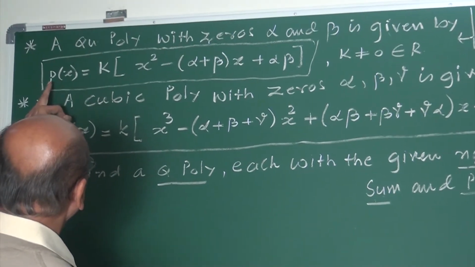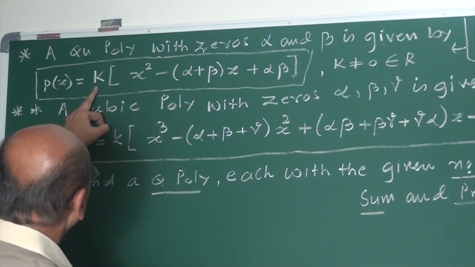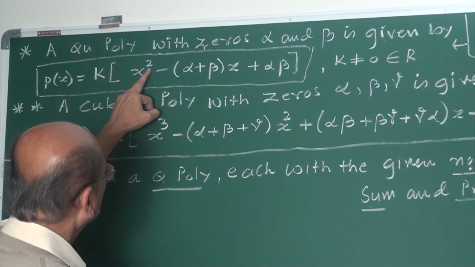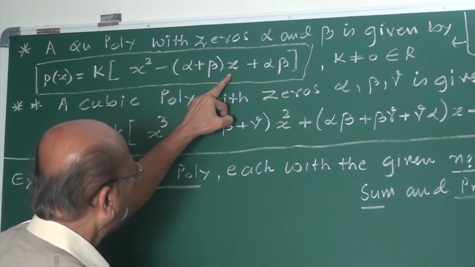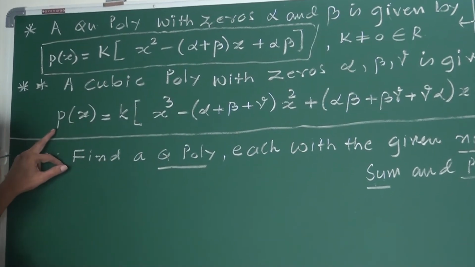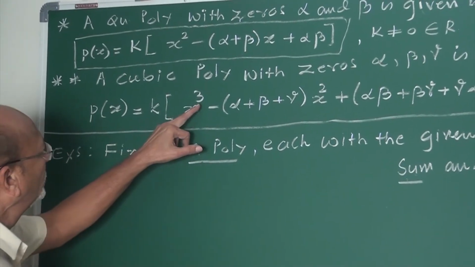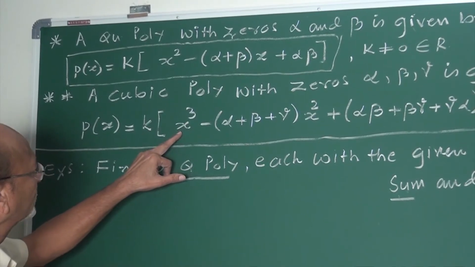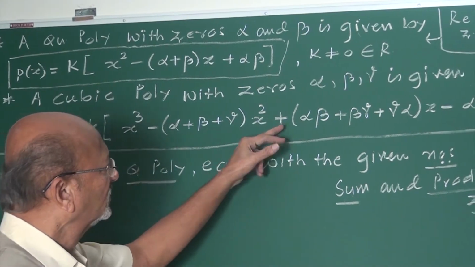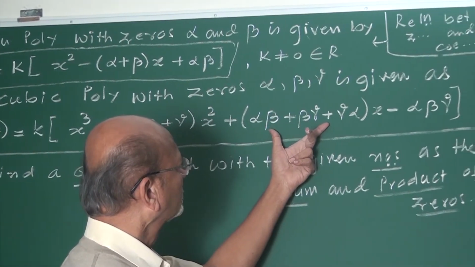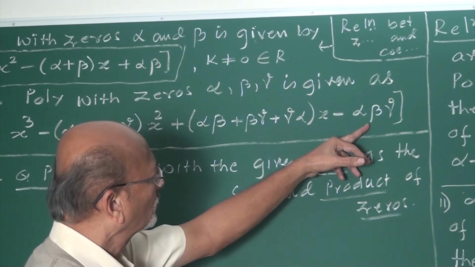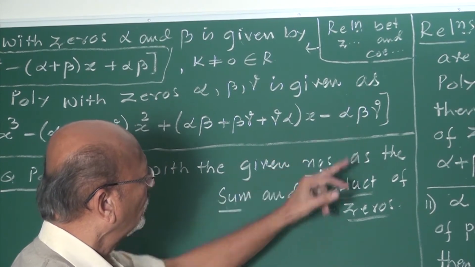In forming a quadratic, p(x) equal to k, where k is not equal to 0 is a real number, x squared, quadratic means it starts with x squared, minus sum of the zeros into x plus product. In case of cubic, my friends, p(x) equal to k into x cube, cubic means order 3, starts with x cube minus sum of the zeros into x squared plus the sum of products of two zeros into x minus the product of all the three zeros.